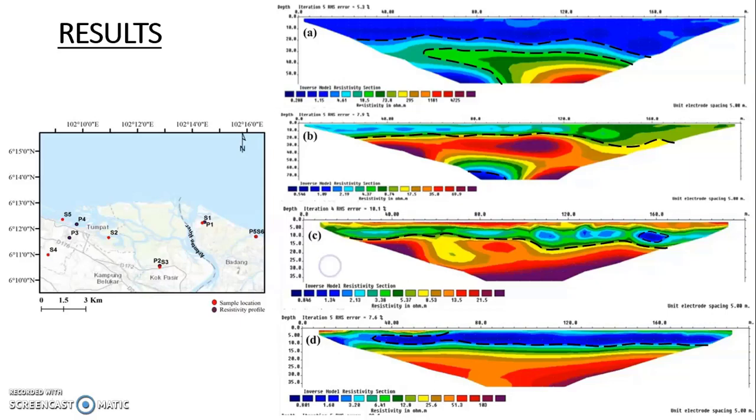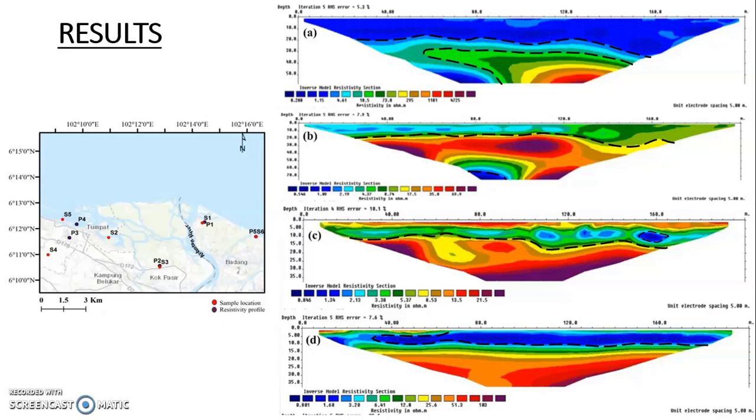Now let's move to the study result. This is the image of my 2D resistivity profile. Five resistivity profiles have been carried out in this study at different locations. However, in this presentation, I only show 4 resistivity profiles. These resistivity profiles were then compared with the water quality parameters.